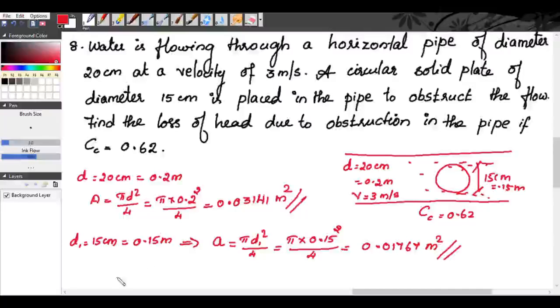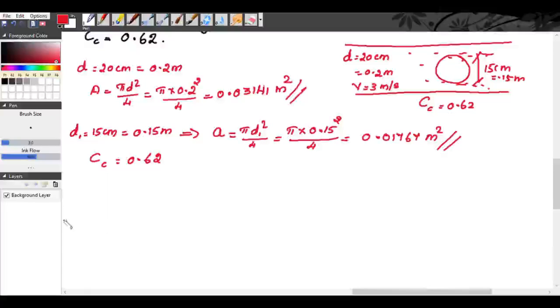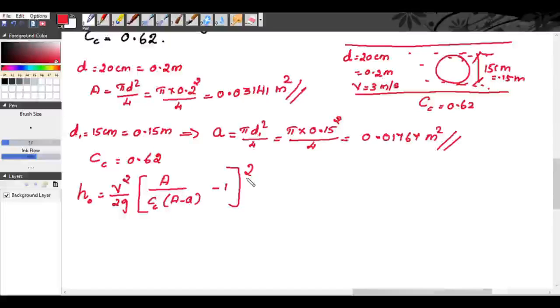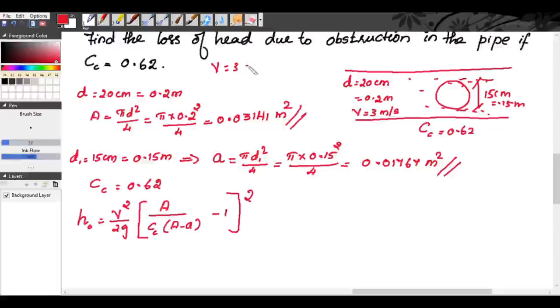Now, what else is given? Cc is given as 0.62. Now, the formula for head loss due to obstruction is, head loss due to obstruction will be equal to V square by 2g multiplied by A by Cc into a minus 1, the whole square. So A is known, small a is known, Cc is known. We don't know what is the velocity. Velocity is given as 3 meter per second. So velocity is also known.